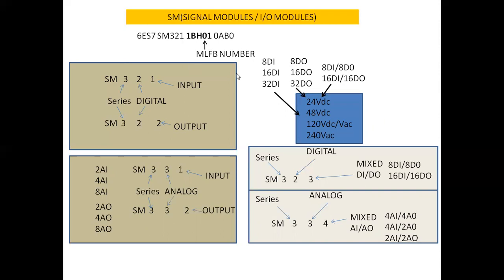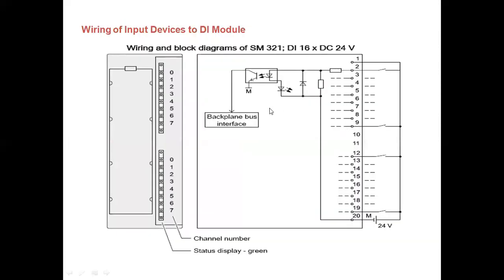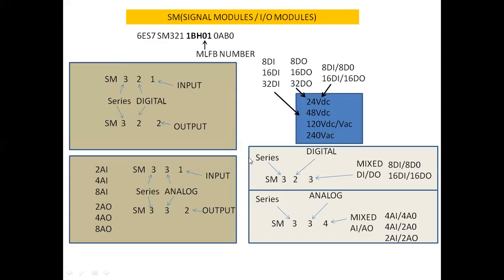Now this is about the SM. So these SMs, meaning DI/DO modules, and the CPU are connected in one rack together. So this is called a rack system.